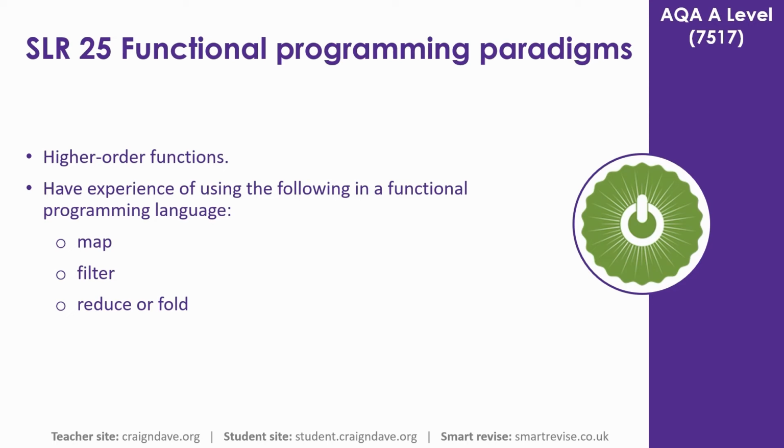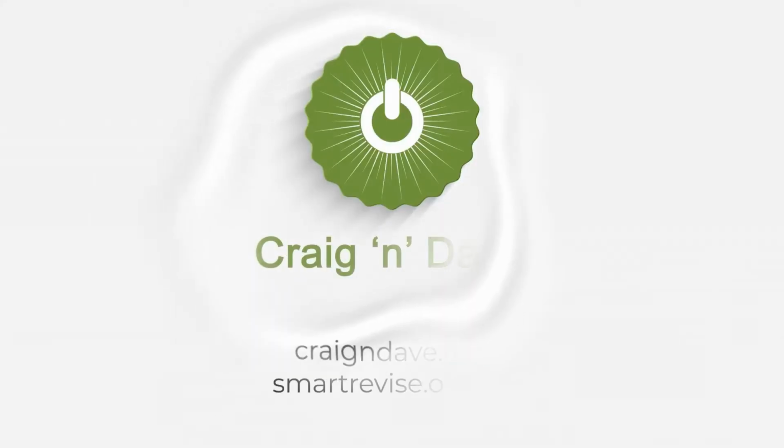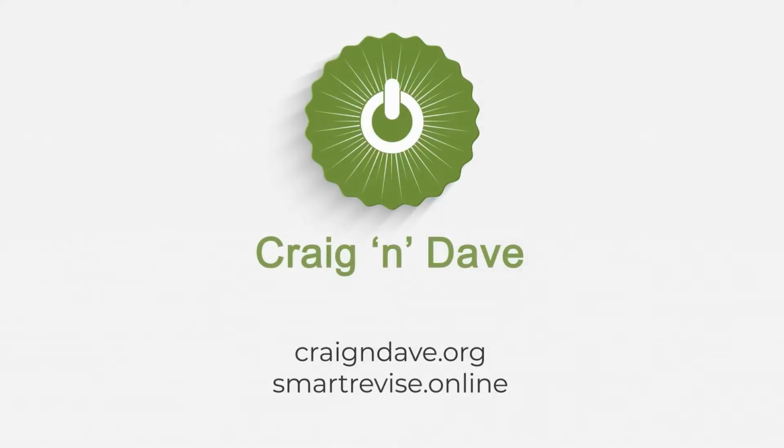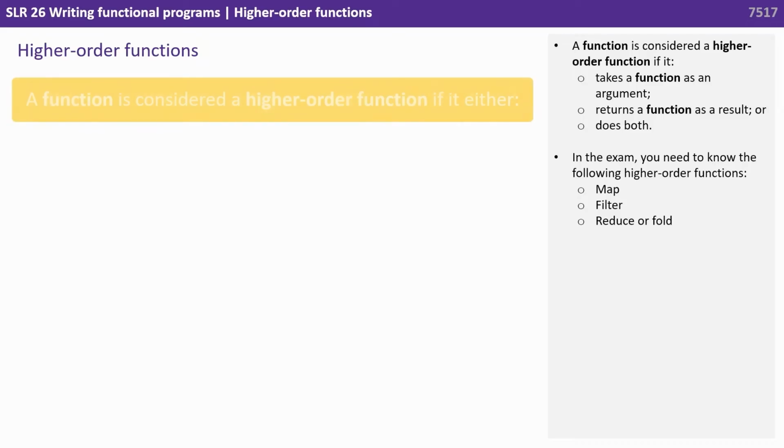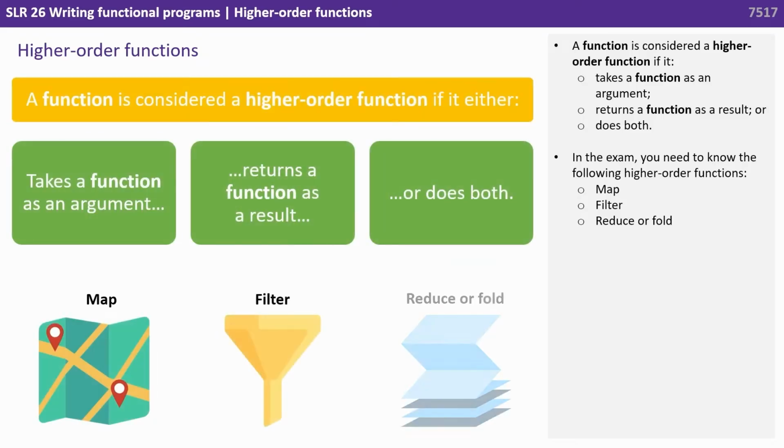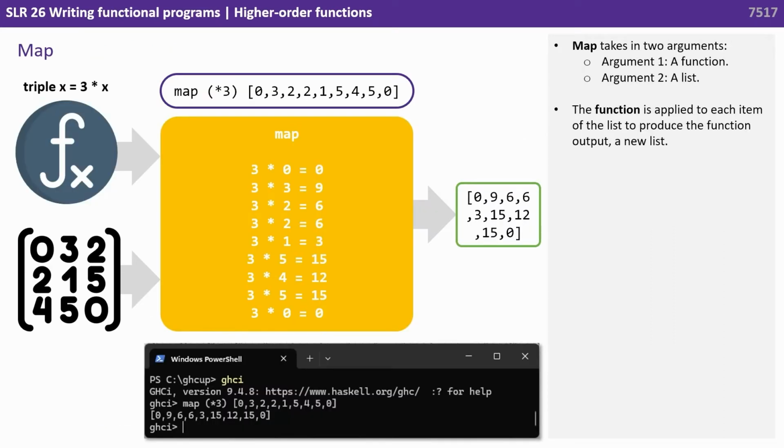In this video, we'll be having a look at some specific higher order functions, and we'll get some experience in using map, filter, and reduce or fold. A function is considered a higher order function if it takes a function as an argument and returns a function as a result, or does both. In the exam, you need to know the following higher order functions: map, filter, and reduce or fold. So let's look at each in turn with some examples.